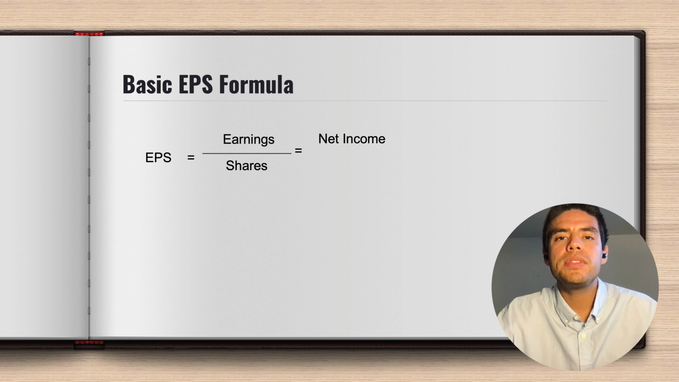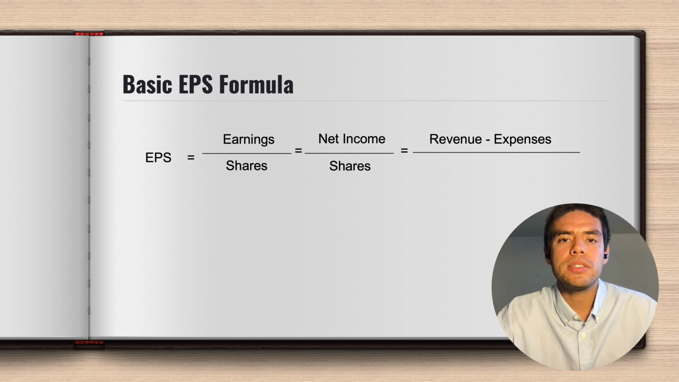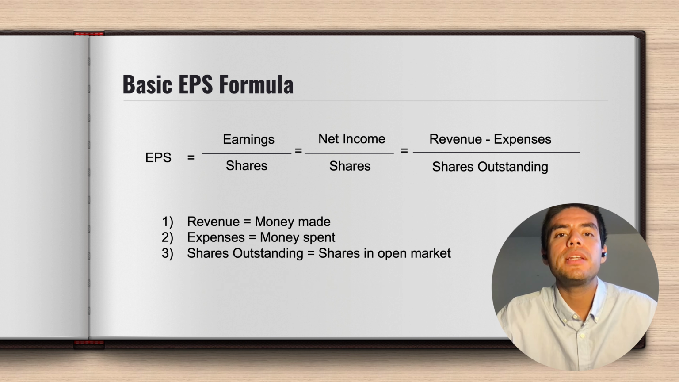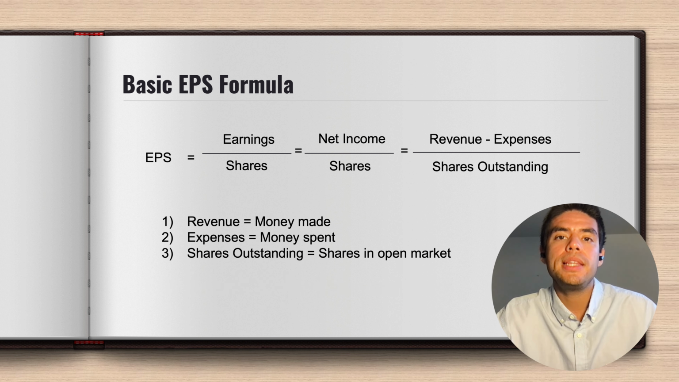A company's earnings is equivalent to its net income, which we divide by the shares outstanding, and a company's net income comes down to its revenue minus expenses, which is divided by the shares outstanding. In general, revenue is how much a company makes, expenses is how much a company spends, and shares outstanding are the number of shares available to be traded in the open market.